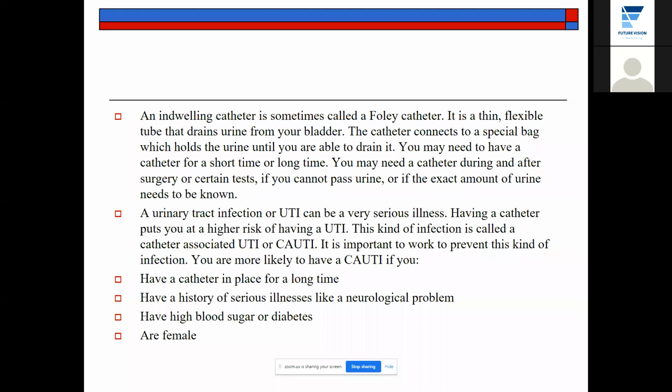So the urine comes out and goes into a bag, and it will stay there because you are not able to avoid the urine.